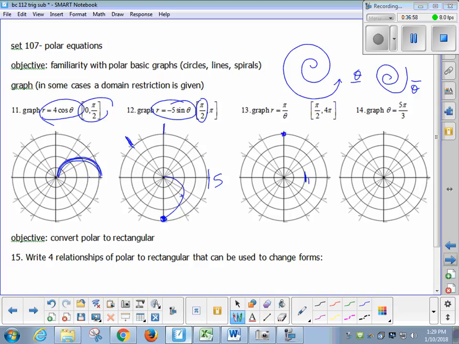Okay, so when I put in pi over 2, I get 2. When I put in pi, I get 1. 3 pi over 2 is 2/3. 2 pi is 1/2. 2/5. So on. So it should be looking like this. Where does it end? It ends here, and what is r at that point? A quarter, yeah, it should be a quarter. Okay, it should look something like that. What's that equal, 5 pi over 3?